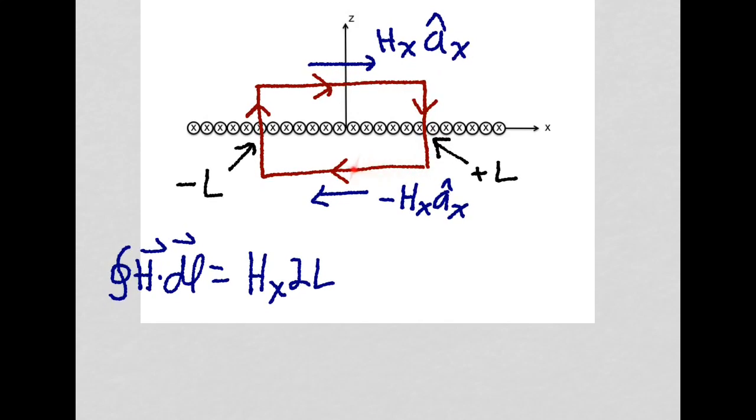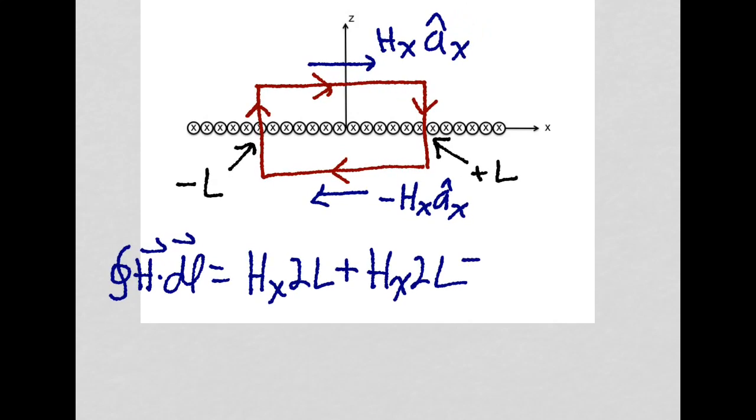Now the integral of H dot dl from here to here, we have H in the same direction as our integration, so that integral also will be H sub x times 2L. And finally, when we close our path going from this point to this point, dl is in the A sub z direction, but our magnetic field intensity is in the A sub x direction, so that dot product is 0.